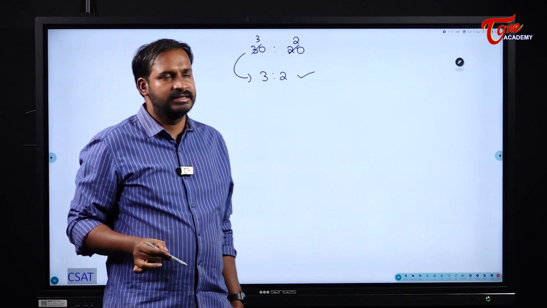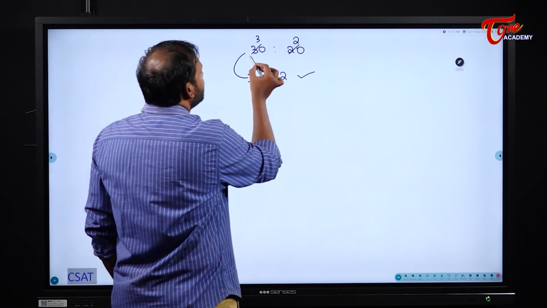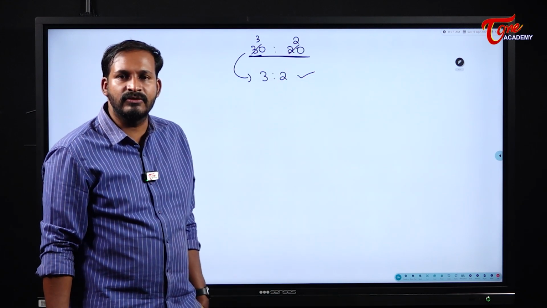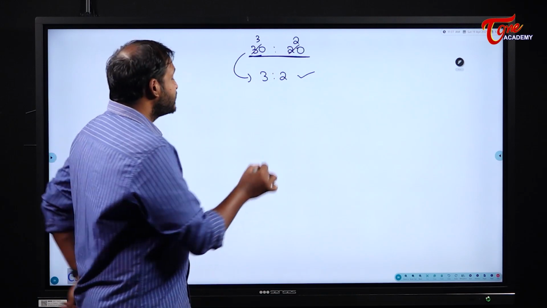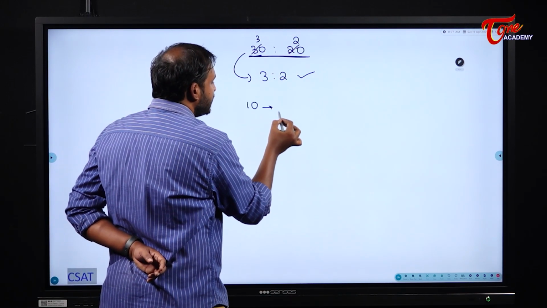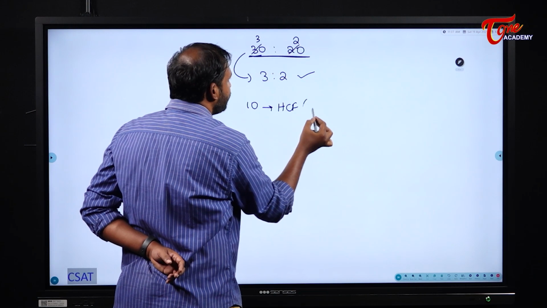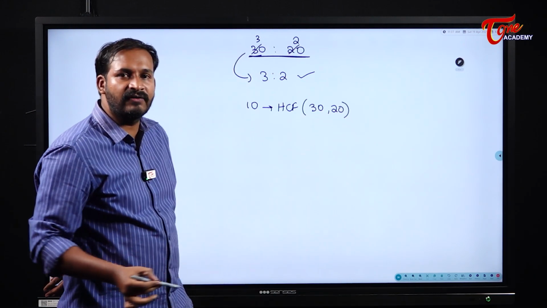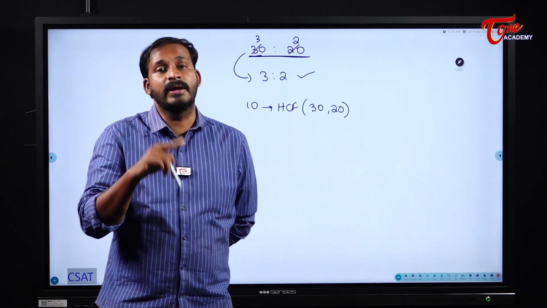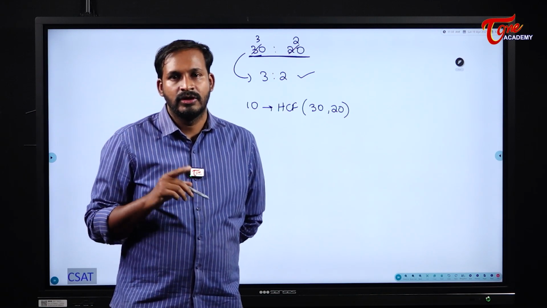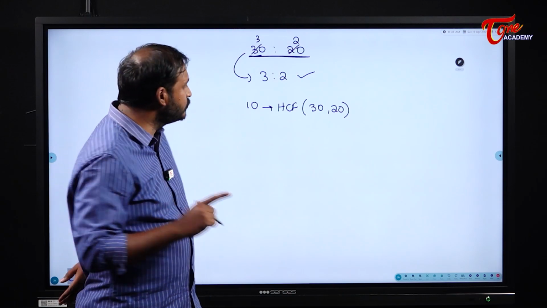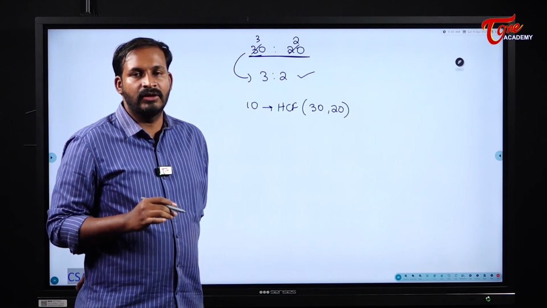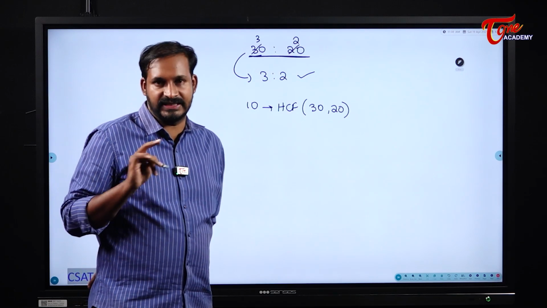Yes, that is correct. Now, with what number are you cancelling this 30 and 20 here, students? With 10. This 10 is nothing but the HCF of 30 and 20. That means to write two numbers in the form of ratio, usually we cancel them with their HCF without knowing it.